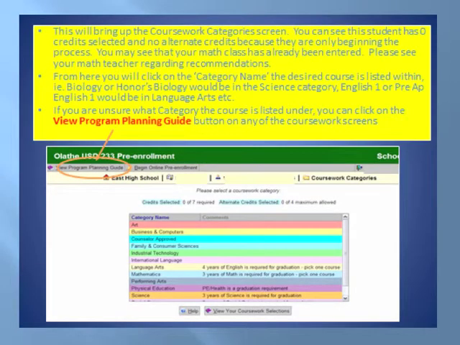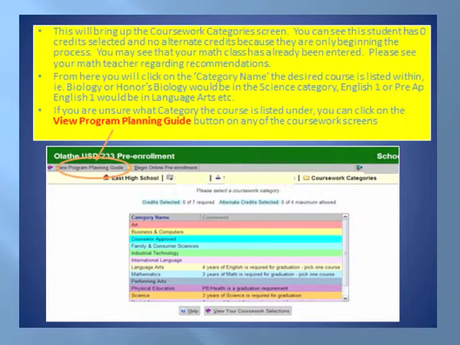On the next page, you will see a list of all the coursework categories. The required core coursework categories are listed first, followed by the elective categories. To select a class, you must first select the category the class is in. For instance, if you're looking for one of our Spanish classes, you will select International Language. If you're looking for Algebra 2, you will select Mathematics.